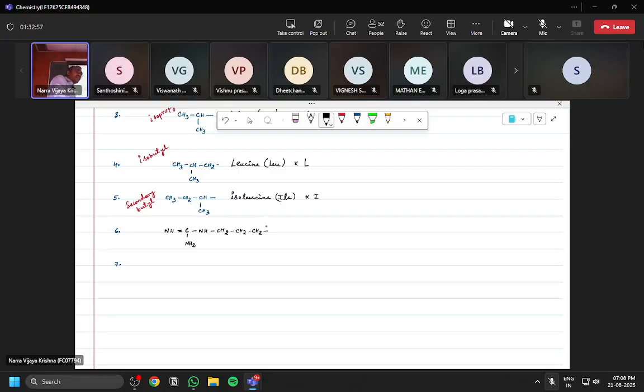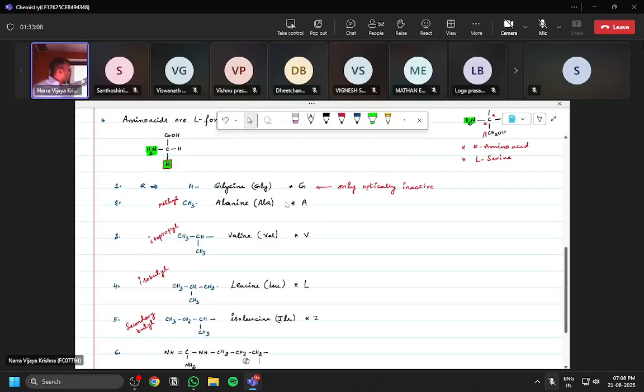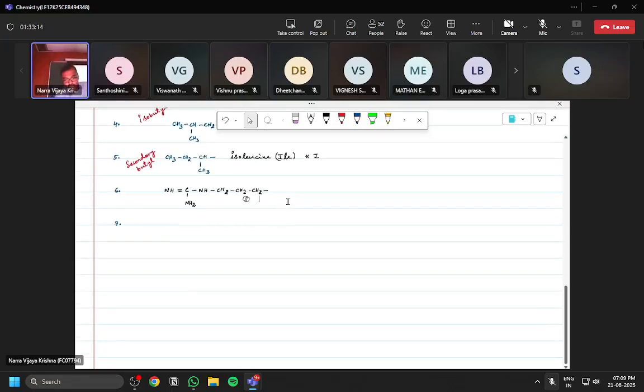It has a secondary amine group, a primary amine group, and an imine group. 3 different groups are present. Right? Secondary amine is there, primary amine is there. Already one NH2 is present here. Right? So 2 primary amine groups and 1 imine group. So definitely it is basic in nature. Right? Name is arginine.